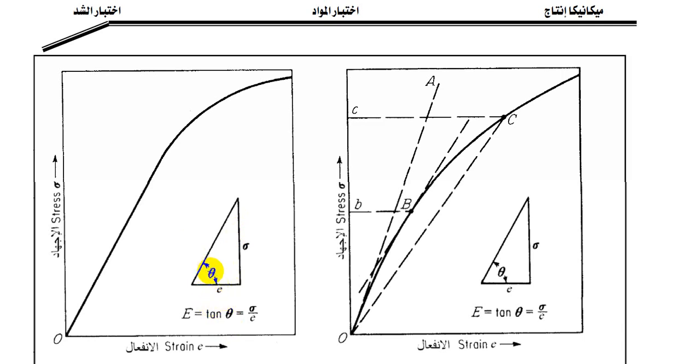Strain is the adjacent for the theta, and the stress is the opposite for the theta. As you can see, from this point right and up at this point exactly, this oblique line is actually called the hypotenuse. The hypotenuse, يعني الوتر.